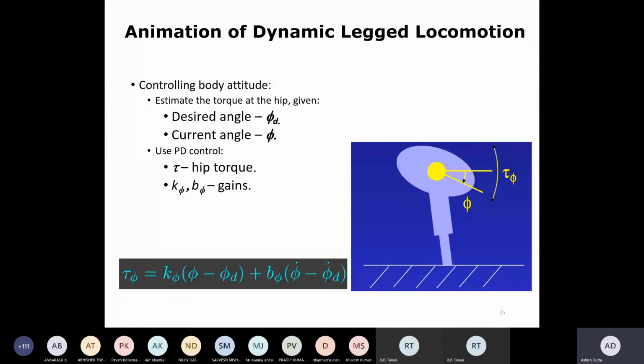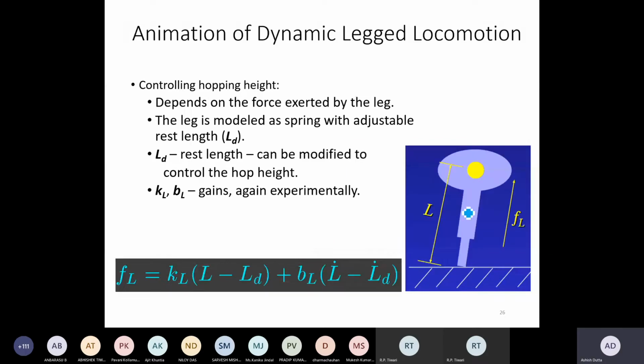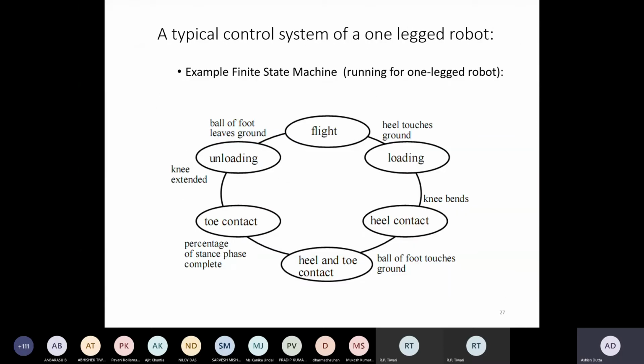And how do we control this one-legged system? We control it by controlling the body angle. We can have a PD controller to control the angle of the body with respect to the horizontal. That's one. The second is we can control the length L by a PD controller. So essentially we can control the motion of this one-legged robot by controlling these two variables.